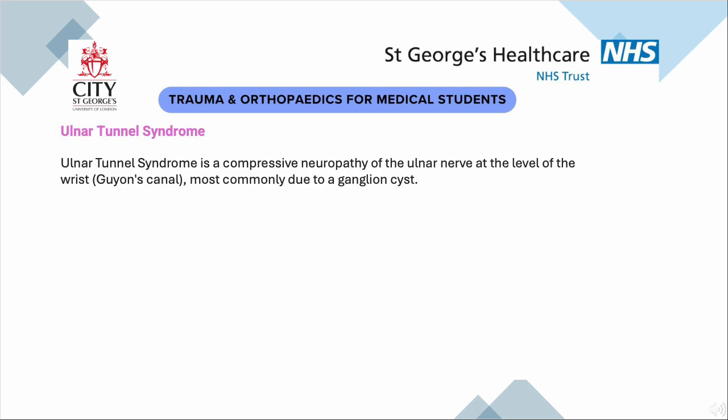If we move on to a slightly less common condition, which is ulnar tunnel syndrome. So this is compression of the ulnar nerve in Guyon's canal on the ulnar side of the wrist. Typically this is different to carpal tunnel in that usually there's some form of ganglion cyst, which you don't see in the carpal tunnel.